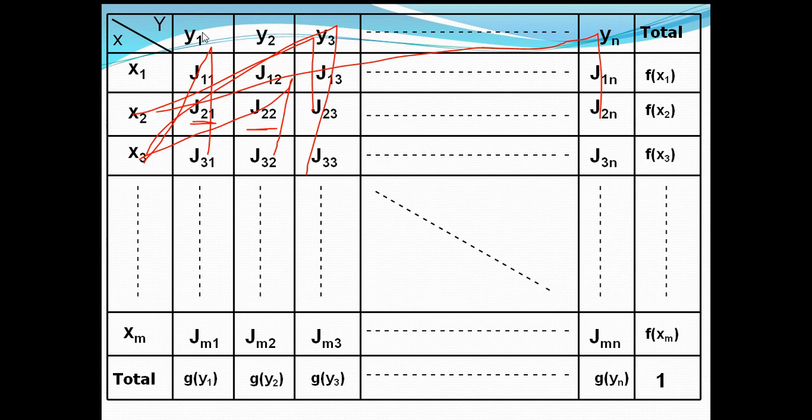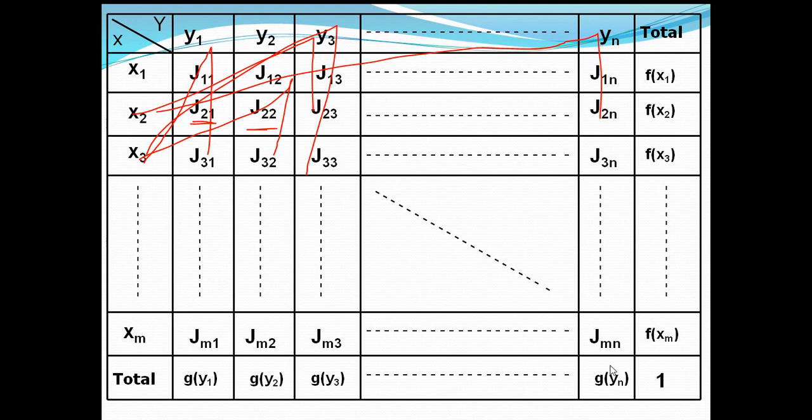This represents the y1 column. So to obtain g of y1, we add j11 plus j21 plus j31 and so on, jm1, and we get g of y1. Now come to the second column. Adding all the elements in the second column, that is j12 plus j22 plus j32 and so on, jm2, is equal to g of y2. Now come to the third column. Adding all the elements in the third column, j13 plus j23 plus j33 and so on, jm3, is equal to g of y3, and continuing so on.